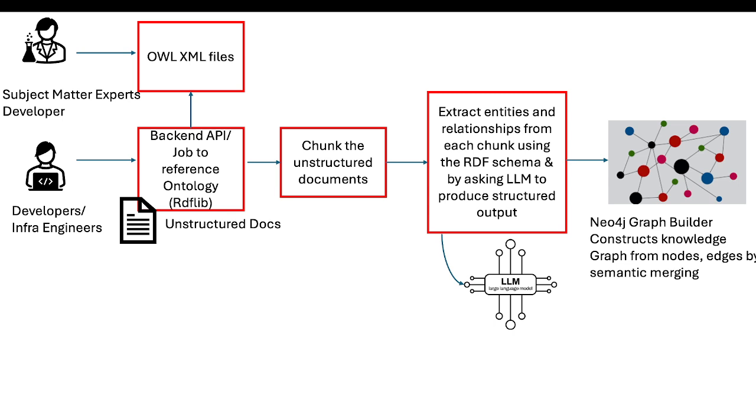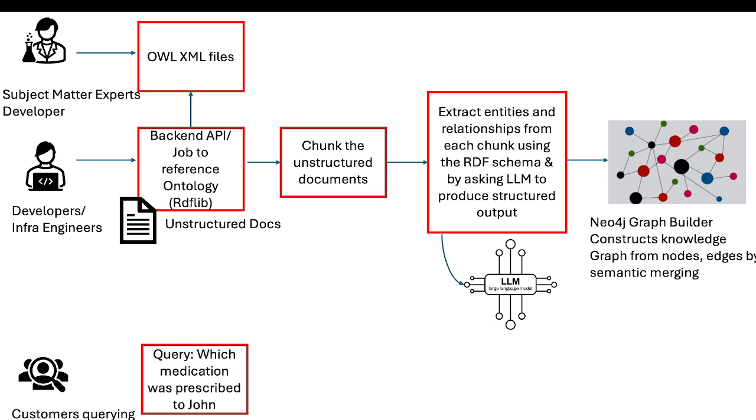So finally, once the outcome is generated, which is the knowledge graph, a precise knowledge graph, now you're going to ask questions from this knowledge graph. So now let's say you have a product and there are end users, customers who are going to be querying this knowledge graph. So they will ask a question in natural language. For example, which medication was prescribed to John?